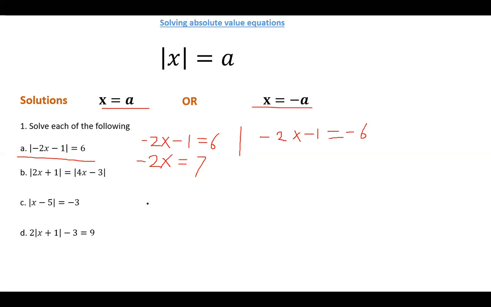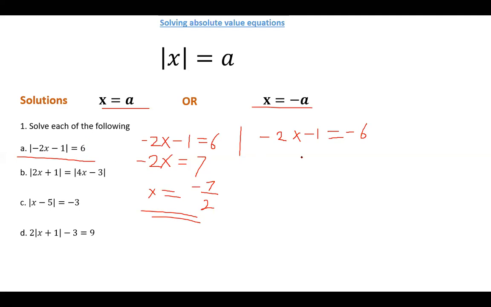When you finish solving this, you have x is equal to, when you divide both sides by -2, -7/2. So this is your first solution. Try to replace it there and see if it's going to give you positive 6 as your answer.